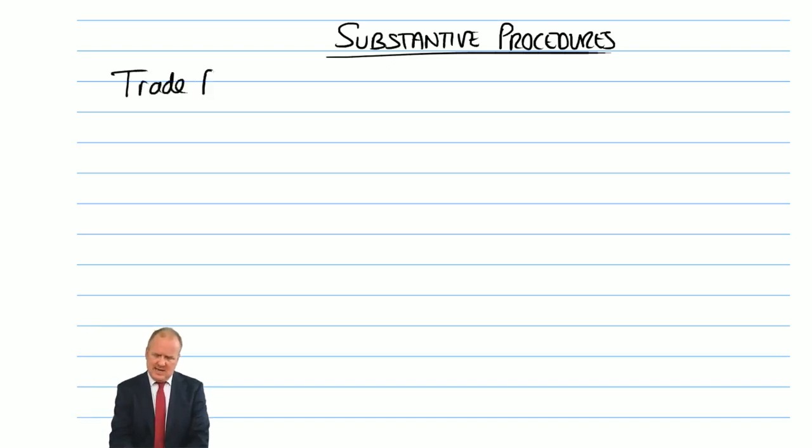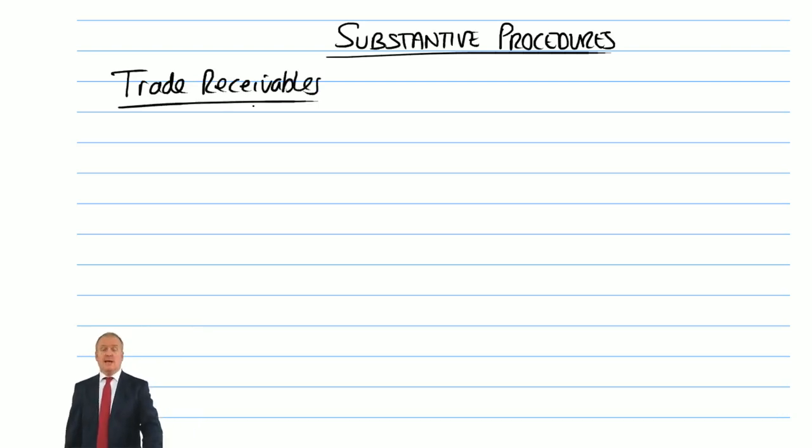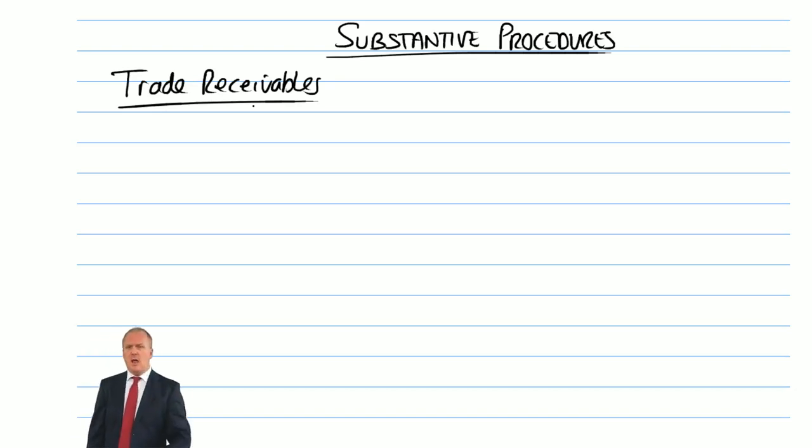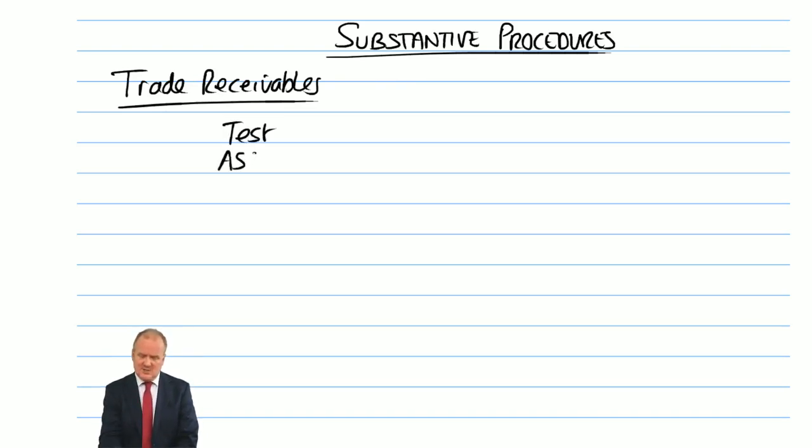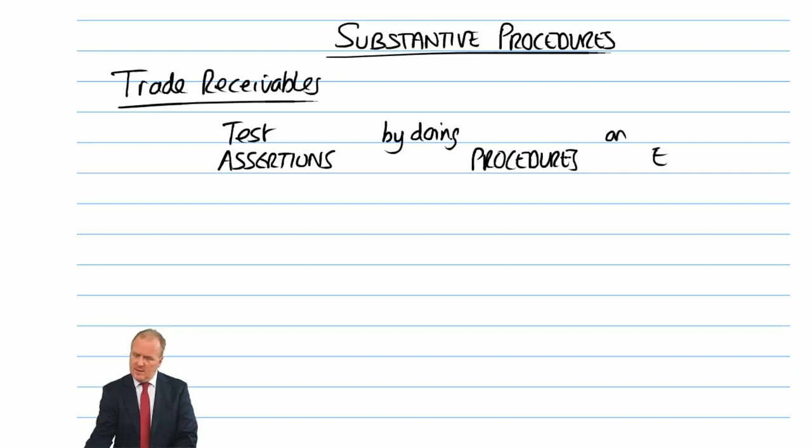So let's have a go at coming up with tests, and let's assume that the exam question asks for substantive procedures on trade receivables. How would we go about this? No other information provided. You've just been asked to do that. Well, as I've told you, I think there are three ways of coming up with ideas. Because when we are doing substantive procedures, we test assertions by doing procedures on evidence.